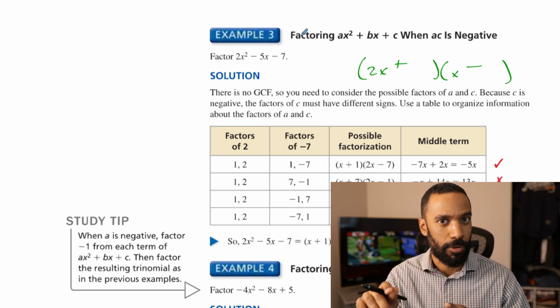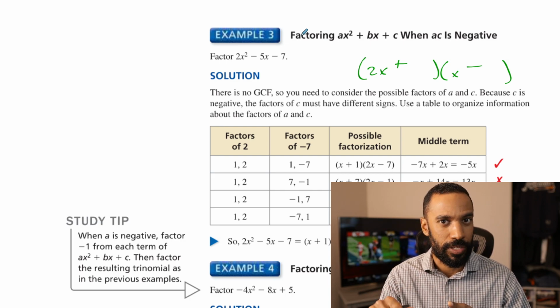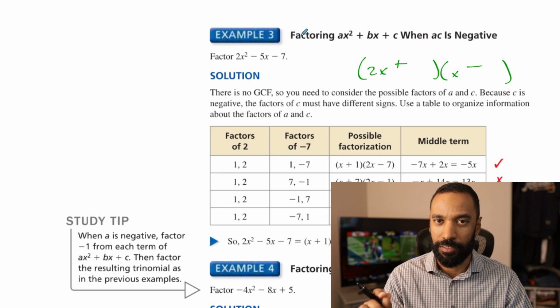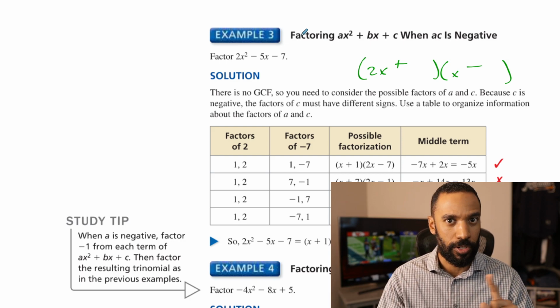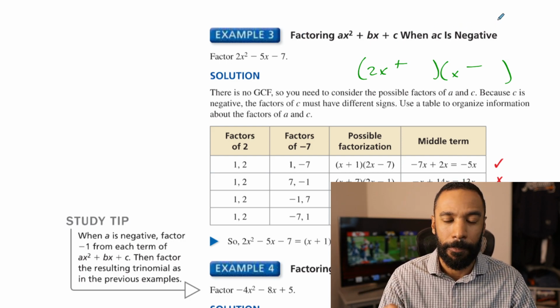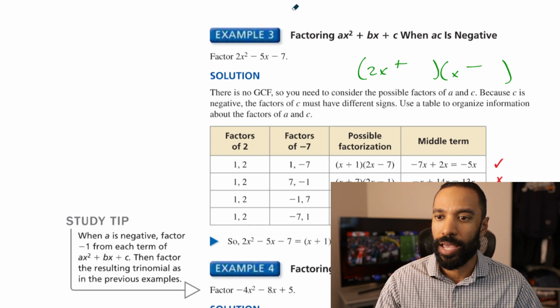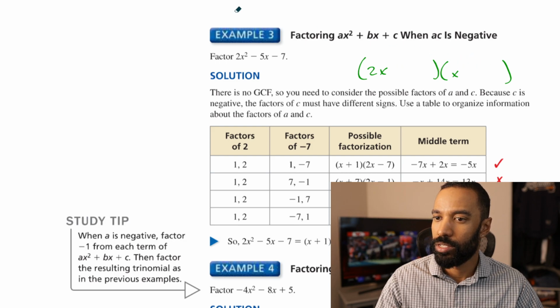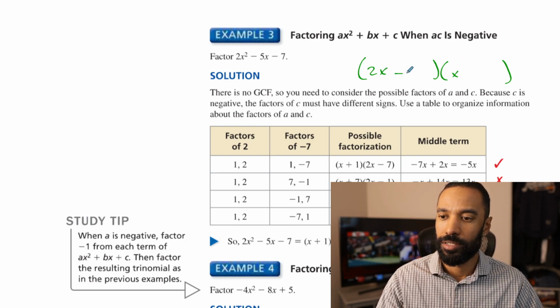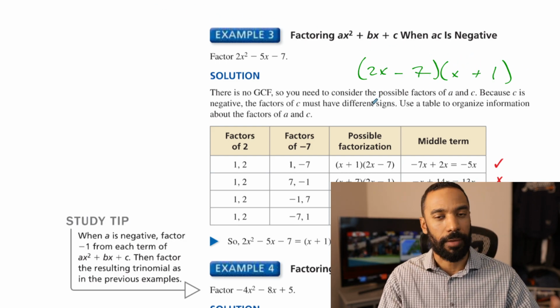Now, 7 is going to multiply with 1. 7 times 1 is 7, and 7 minus 2 is 5. I want negative 5, so what I'm going to do is switch the signs. The answer should be 2x minus 7 times x plus 1. I'm going to write that: 2x minus 7 times x plus 1. Okay.